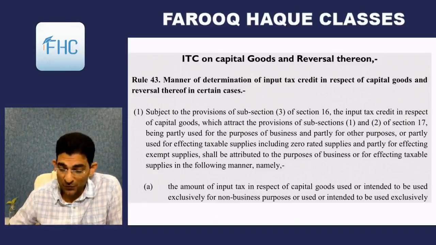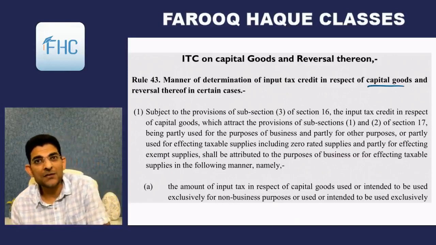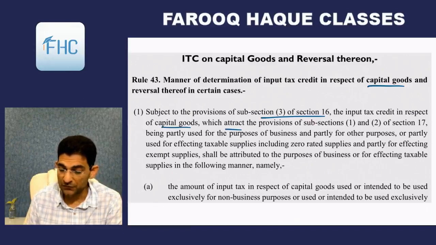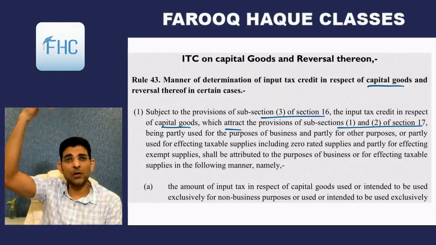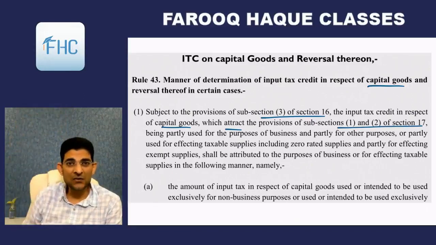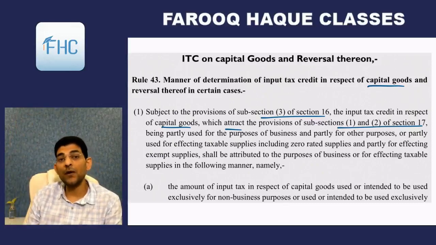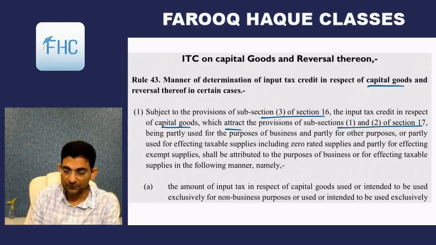Manner of determination of input tax credit in respect of capital goods and reversal thereof in certain circumstances. Subject to provisions of subsection 3 of 16, the input tax credit in respect of capital goods which attracts the provisions of subsection 1 and 2 of 17. So subject to 16.3 means subject to allowability. Allowability we have seen in section 16. So subject to that, and also 17.1 and 2. 17.1 deals with part business, part non-business. 2 deals with exempt and taxable supplies. So that is given here.